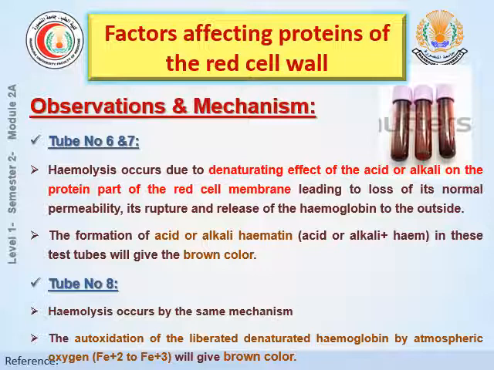Observation and mechanism. Hemolysis occurs due to denaturation of the protein part of the red cell membrane, leading to loss of its normal permeability and leakage of hemoglobin to the outside. Formation of acid or alkali hematin, which means that acid or alkali bind to heme in these test tubes, will give the brown color. In tube number 8, hemolysis occurs by oxidation of the liberated hemoglobin by atmospheric oxygen. Ferrous ion becomes ferric.